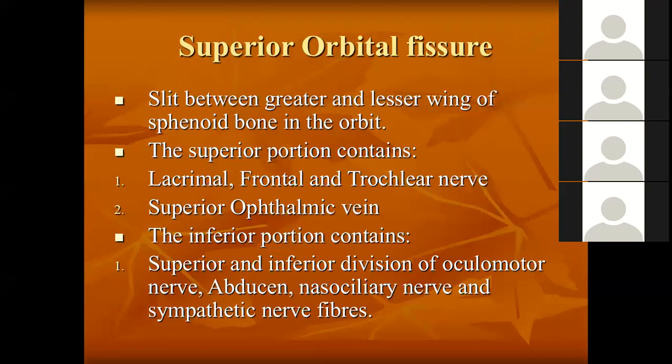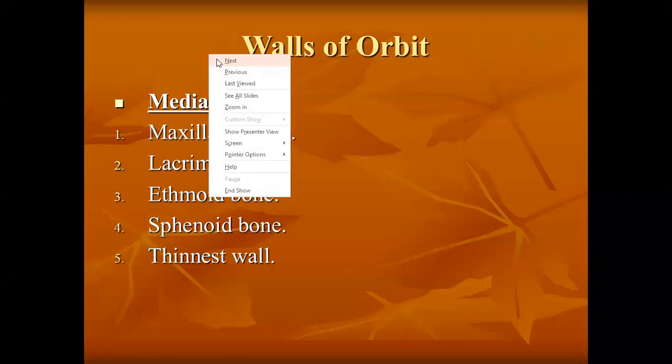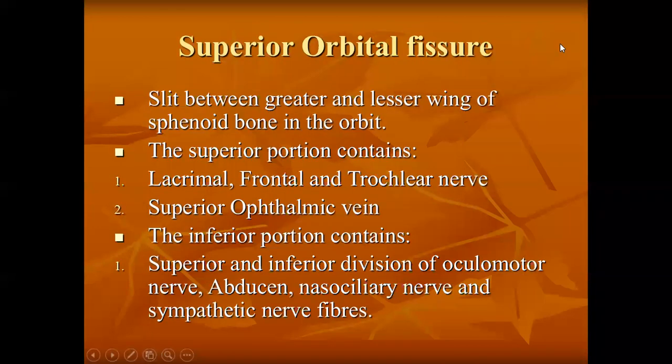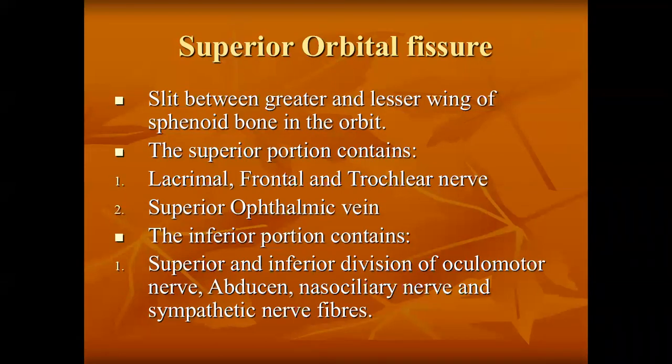Now, what is the superior orbital fissure? The superior orbital fissure is an entrance for the brain contents or structures into the orbital cavity. It is formed by a slit in between the greater and lesser wing of the sphenoid bone in the orbit.